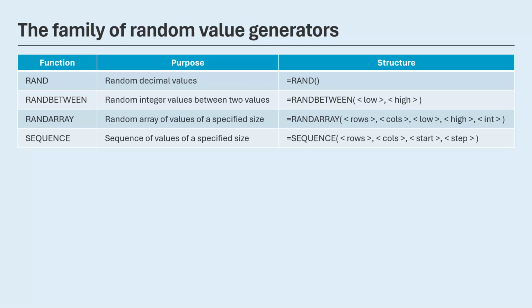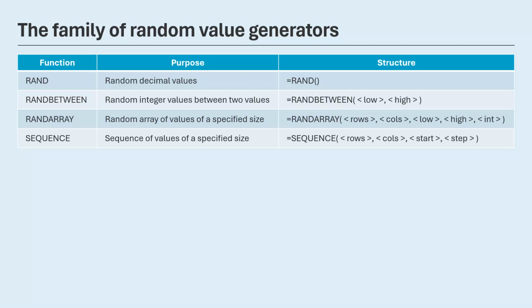Then we get into the two newer functions that are dynamic array functions. So we have the RANDARRAY, which generates random values in an array. And you can see here that you can specify not only the low and the high end of this random array, but you can give it a size, a certain number of rows and columns that this is made up of. And you can tell it whether it's important or not that this is an integer value, meaning a whole number, or just go ahead and use decimal numbers.